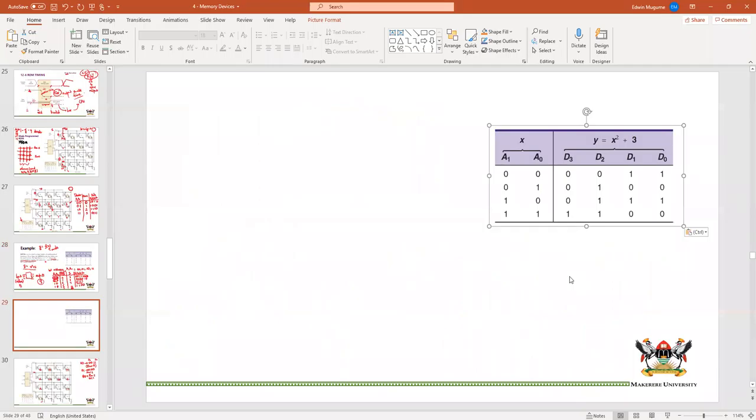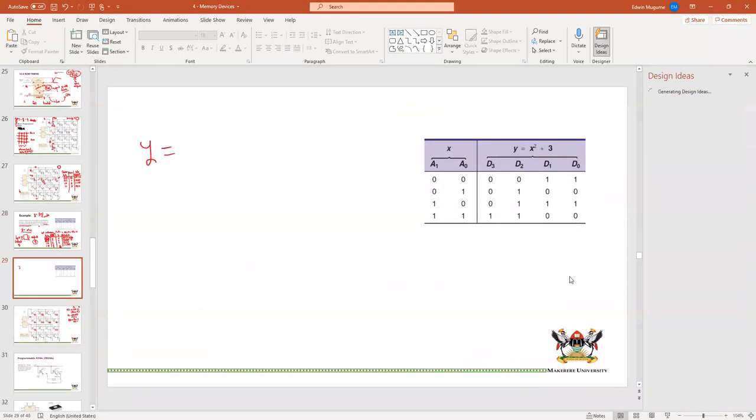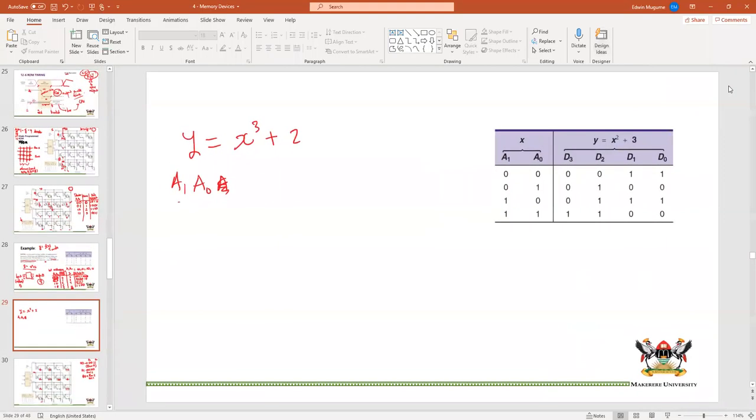Now, sometimes you have a scenario, okay, so let's say my equation was actually y is equal to x cubed plus two. Okay, x cubed plus two. I can say A0, A1: 00, 01, 10, 11. That means my x is actually 0, 1, 2, 3.